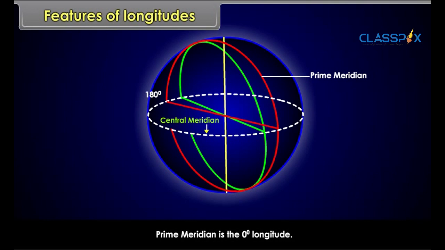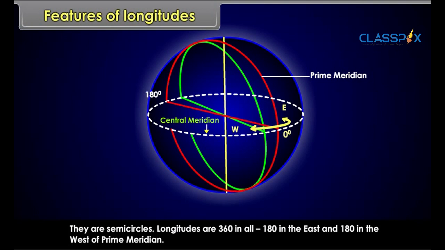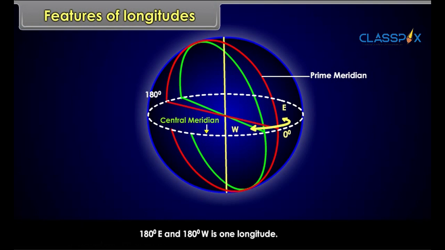Prime meridian is the 0 degree longitude. It divides the earth into eastern and western hemispheres. They are semicircles. Longitudes are 360 in all, 180 in the east and 180 in the west of the prime meridian. 180 degrees east and 180 degrees west is one longitude.